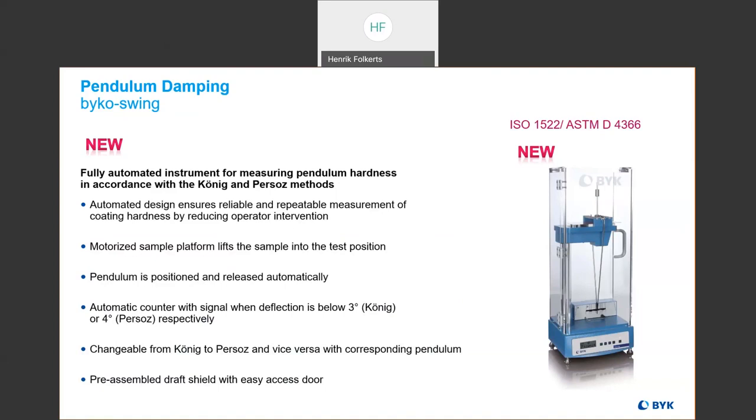You have a motorized sample platform that lifts the sample into the test position. There is no more need to do it by hand; with the old one you had to do it by hand, but now it happens automatically. The pendulum is also positioned and released automatically. You have an automatic counter with a signal. And the last point is also very nice, a pre-assembled draft shield with easy access. There is no more need to build the cover by yourself. It's pre-assembled. You can start immediately.